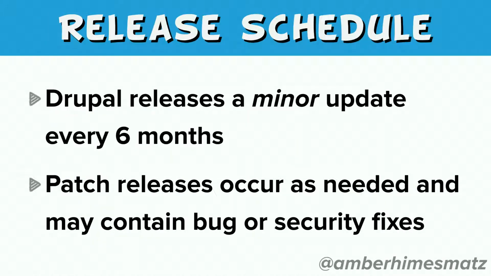So Drupal releases a minor update every 6 months. This is another reason to really have a good understanding and have a good process for updating your site, because there is this regular release schedule now. And patch releases will occur as needed, but they will still be announced ahead of time so that you can plan your maintenance window and you can set aside some time to do that. And usually that's about once a month, but they can occur more than that.